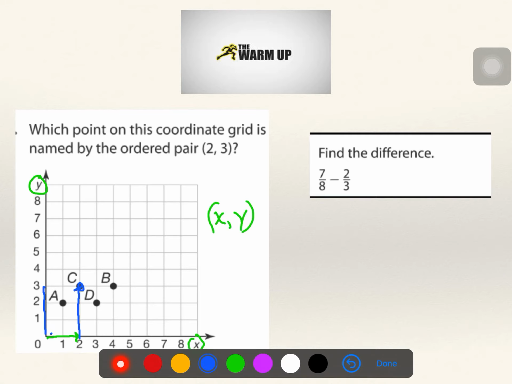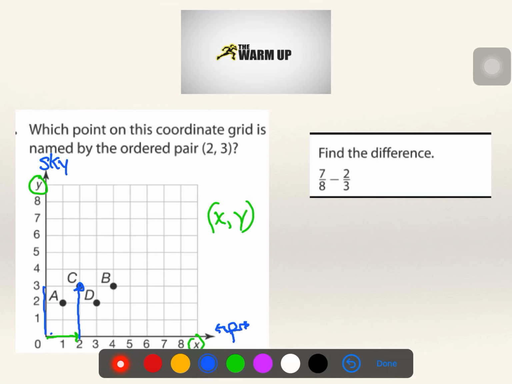point C. Remember, x goes this way, and you would do X to flex your muscles because X goes left to right, and Y goes to the sky. It goes up and down.